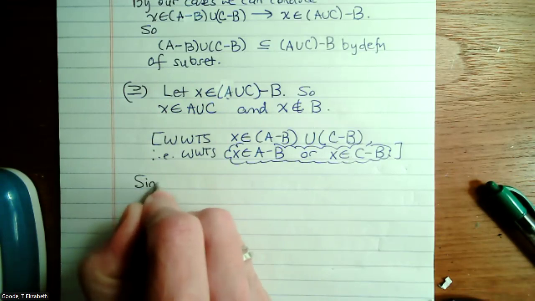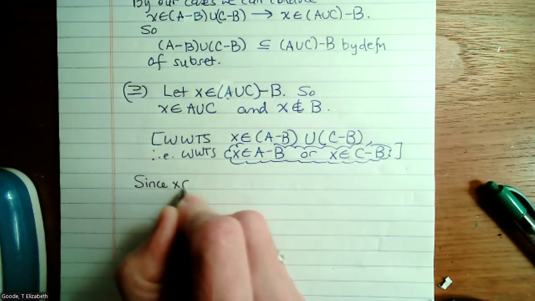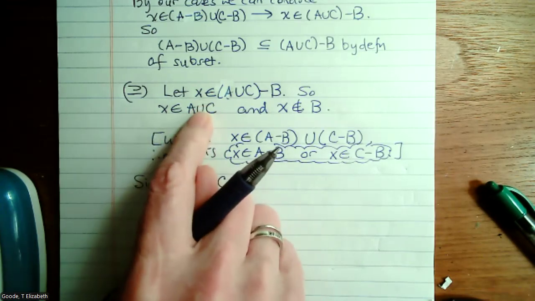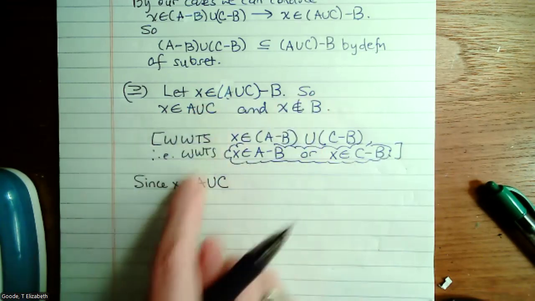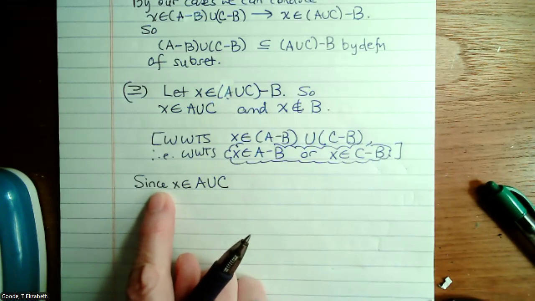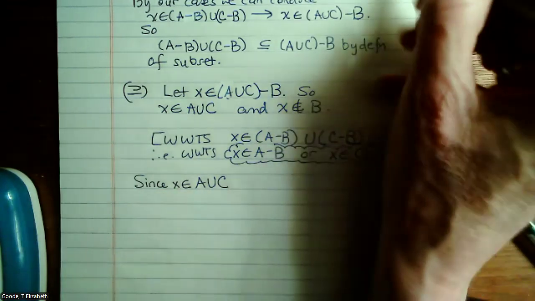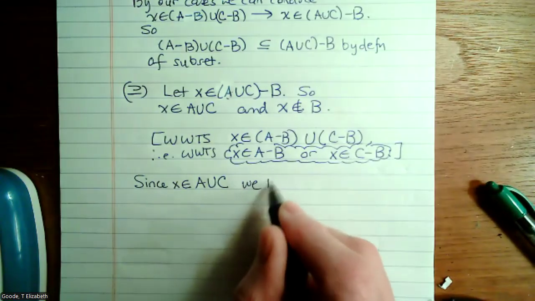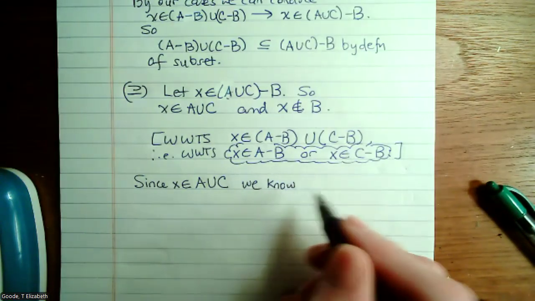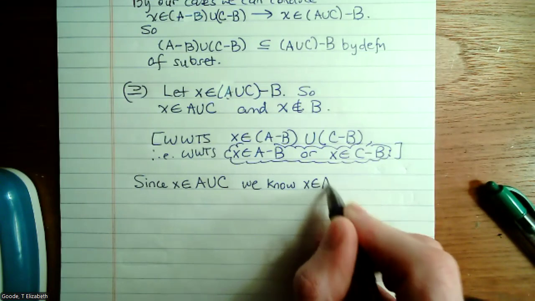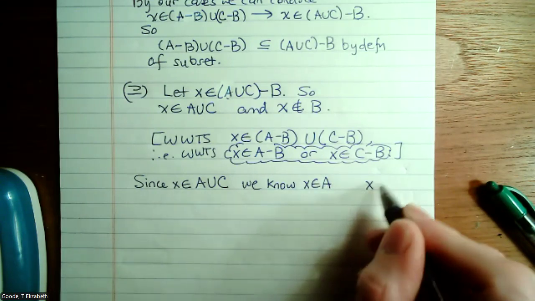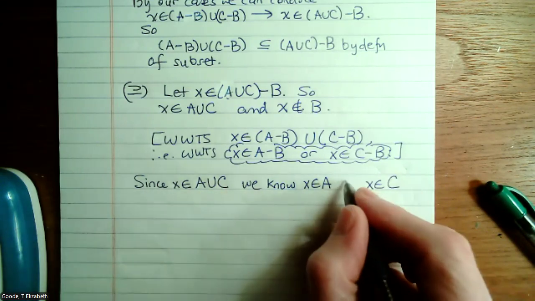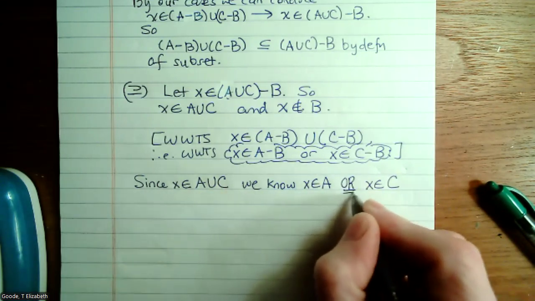Okay, so suppose X is an element in A union C. Well, it's not suppose, it already is. So, since X is in A union C, what do we know? We know X is an element in A and X is an element in C. Not quite. It's or.